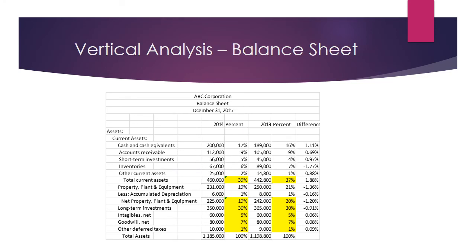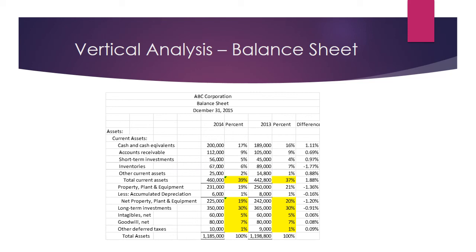All right, so here's our vertical analysis for a balance sheet. I had to break this up according to the equation so it makes sense: assets equals liabilities plus owner's equity. Here's my assets section. I took all my different items, cash and accounts receivable, short-term investments, inventories, other current assets, for total current assets, and I added them all up. Those were actually 39% of my total assets.